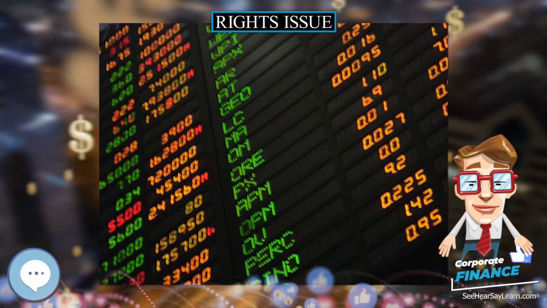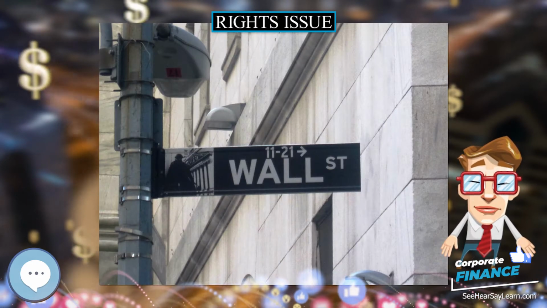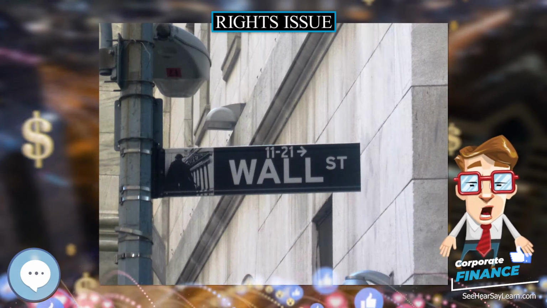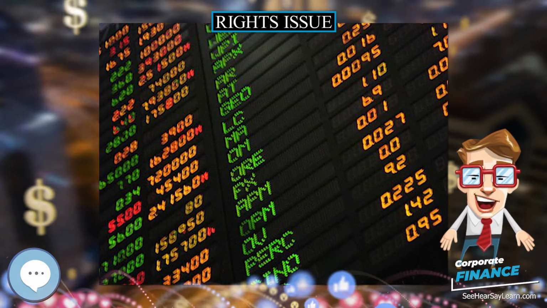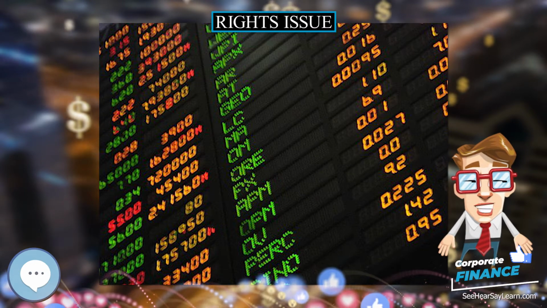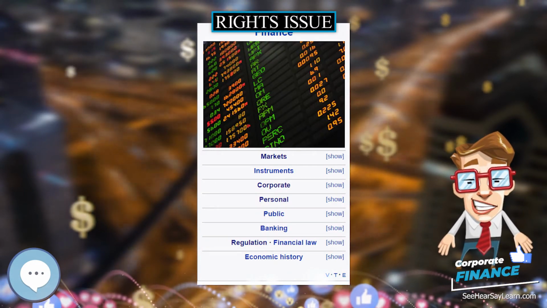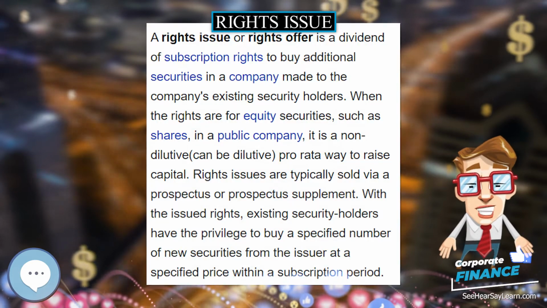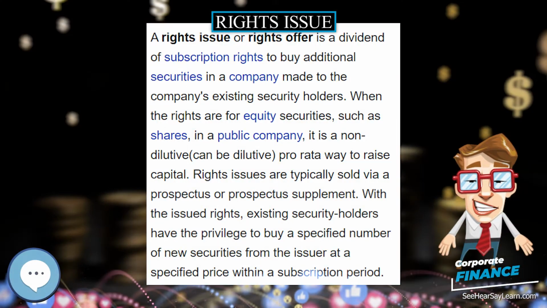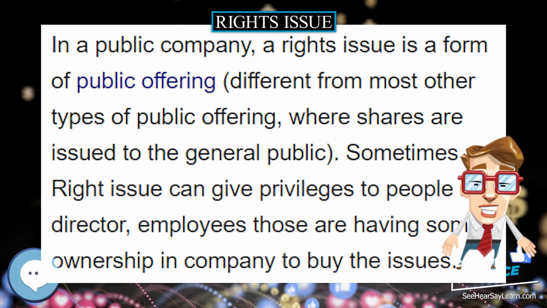Rights issue. A rights issue or rights offer is a dividend of subscription rights to buy additional securities in a company made to the company's existing security holders. When the rights are for equity securities, such as shares, in a public company, it is a non-dilutive, pro rata way to raise capital. Rights issues are typically sold via a prospectus or prospectus supplement.